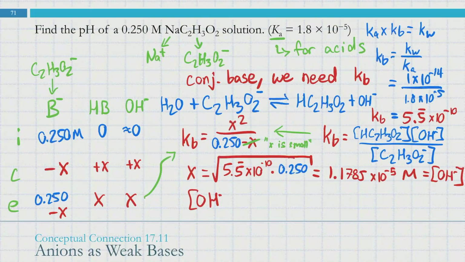Then we go from concentration of hydroxide to pOH to pH by the same steps that we've been doing previously. So negative log of our concentration of hydroxide, 14 minus pOH, and our pH, 9.07 pH units.